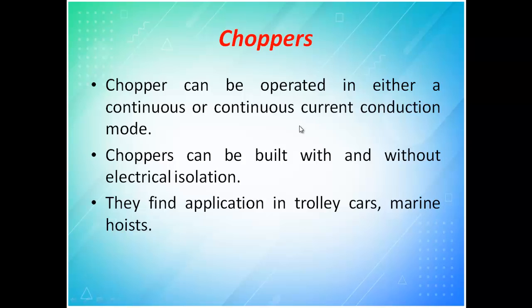Okay. A chopper can be built with or without electrical isolation. See, when you take a transformer, a transformer always has electrical isolation. Anything on my secondary will not affect my primary, because there is no electrical connection between primary and secondary. There is only a field interlink. So I give supply to the primary side, that generates a magnetic field. That magnetic field passes through the dielectric medium and comes to the secondary side. Again it is converted into electrical energy. So there is always electrical isolation in case of a transformer.